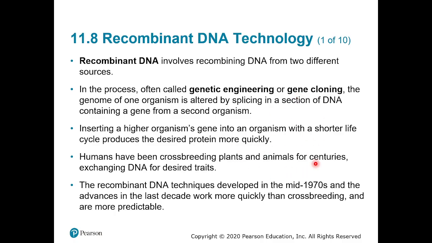Humans have actually been crossbreeding plants and animals for centuries, of course. We've been exchanging DNA for desired traits, whether that's killing all the plants that don't get tall enough and planting the ones that do, so you get bigger wheat, or any process, really. And centuries is putting it lightly. We've been doing that probably for tens of thousands of years now, since the early cave paintings. Yeah. The recombinant DNA technique was developed in the mid-1970s.